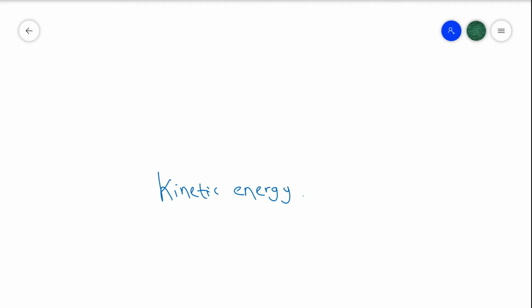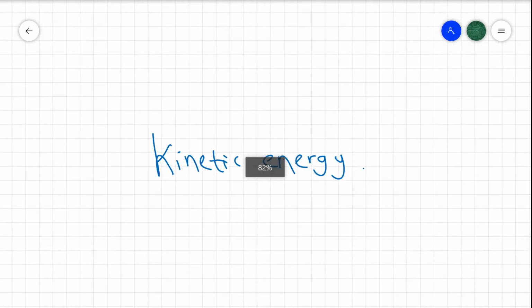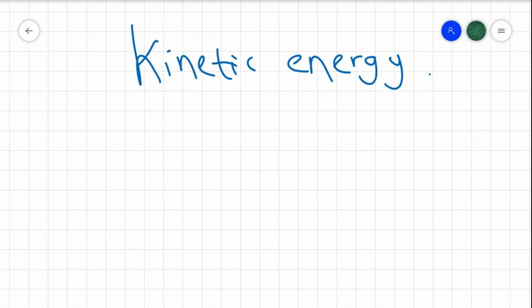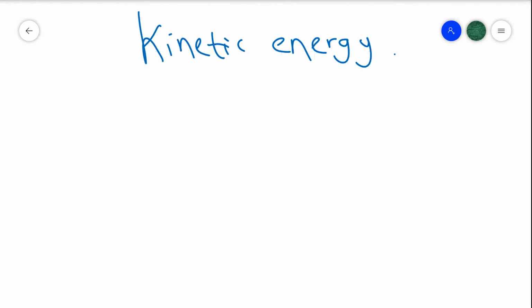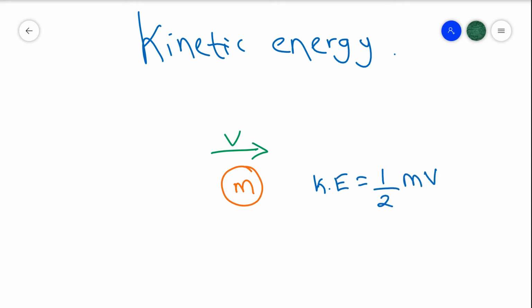So we know that an object will possess kinetic energy if that object is actually in motion, right? So what we mean by that is, let's say we have an object of mass m which is traveling at a velocity of v. So that means the object will have kinetic energy equal to half into mass into velocity squared.